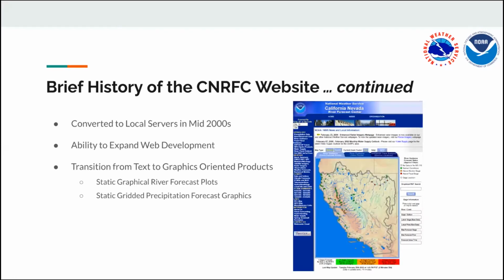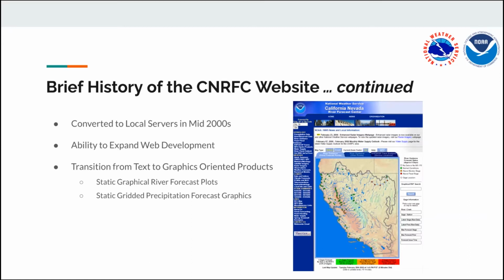Continuing on, back in about the mid 2000s, Rob Hartman, the HIC at the time, decided it would be best to have more control over our web development. So we actually developed some local servers at our office rather than housing our webpage at our regional office. And this gave us the ability to expand our web development greatly, having control over what we could display, how much data we could upload and such.